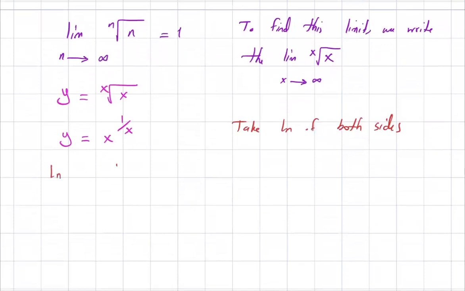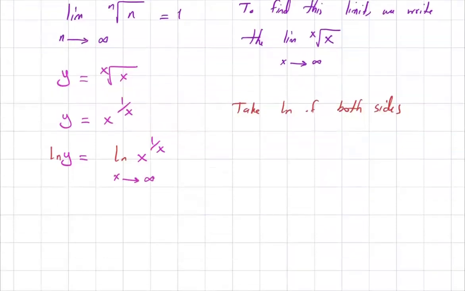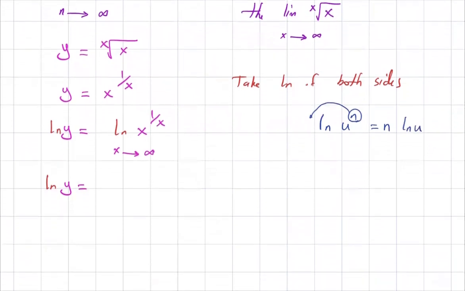Ln of y is equal to ln of x to the power 1 over x, as x goes to infinity. So here you have ln of y equals, remember the property of ln of u to the power n: this n can be written in front of ln of u. So this is equal to 1 over x times ln of x as x goes to infinity.